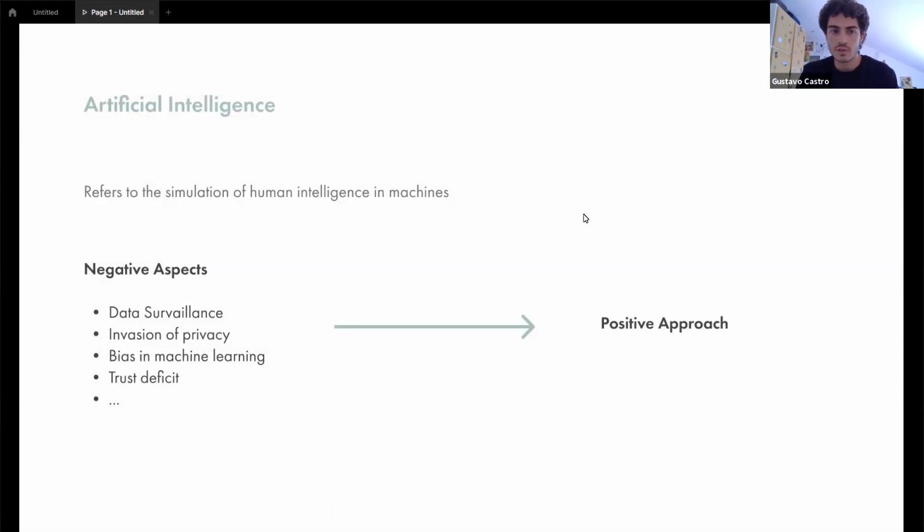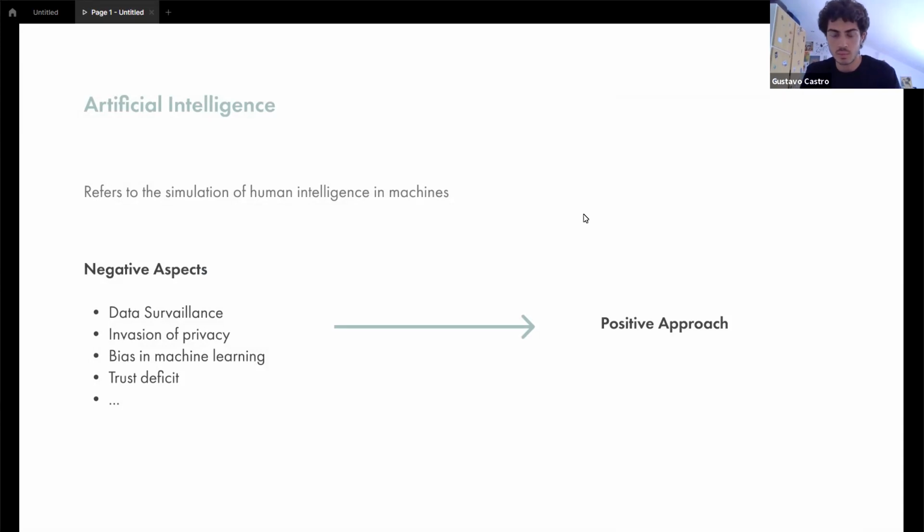As a definition, artificial intelligence refers to the simulation of human intelligence in machines. In other words, their ability to rationalize like the human brain and mimic our actions. So as we were doing research on this subject, we came across a lot of negative aspects, such as data surveillance, invasion of privacy and security, bias-related issues, among others, which make up some of the major issues of this type of technology.